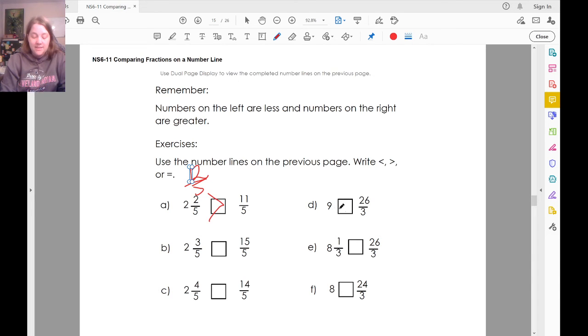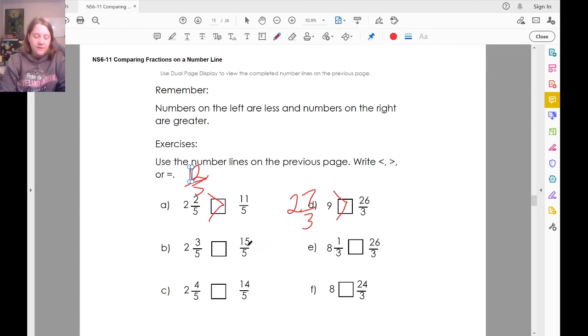Let's take a look at this. 9, what am I going to convert 9 into? Well, it has to be something with a 3 because there's a 3 over here. So 9 times 3, that's going to be 27 thirds. Hey, that's going to be more. So I'm going to have the sign eat the bigger number. Let's go ahead and look at the next one.